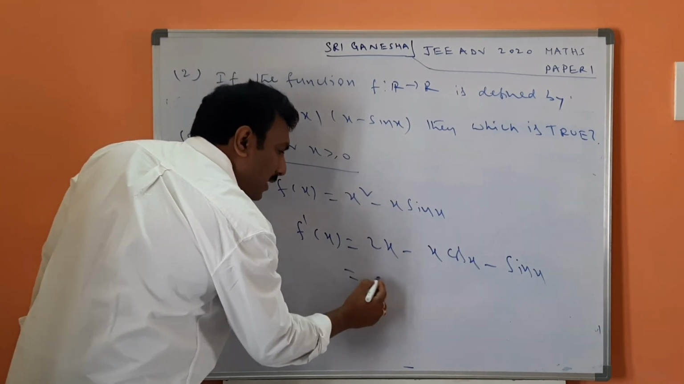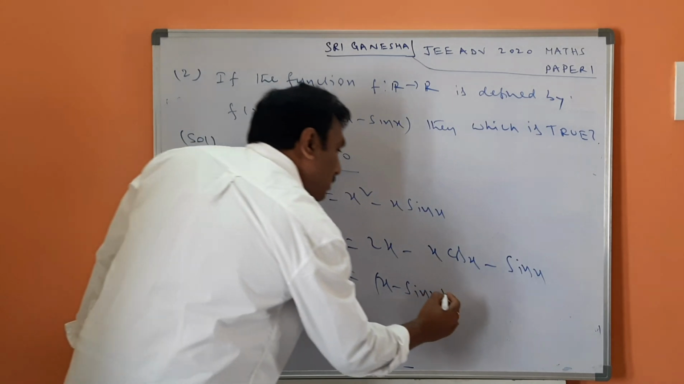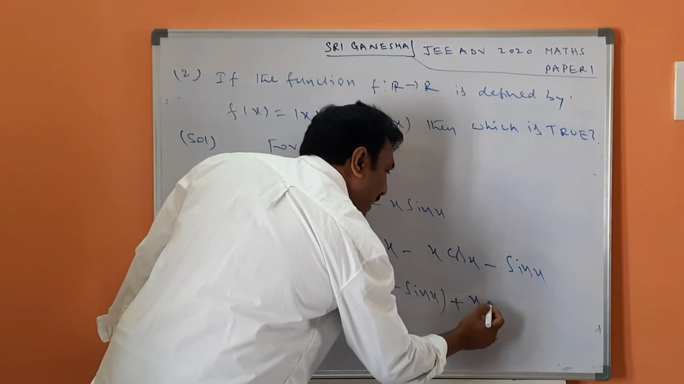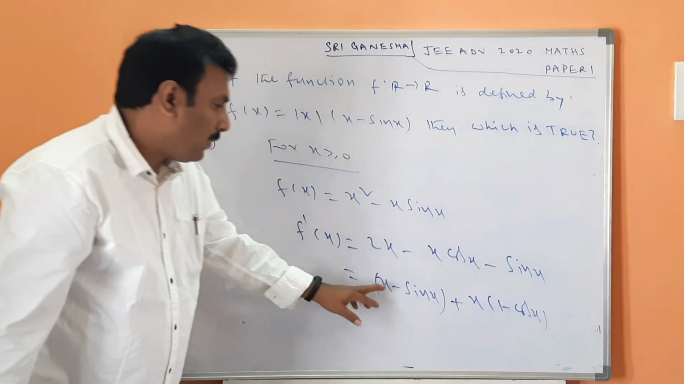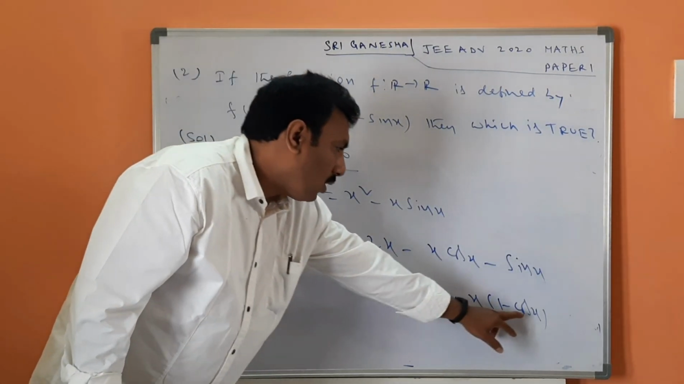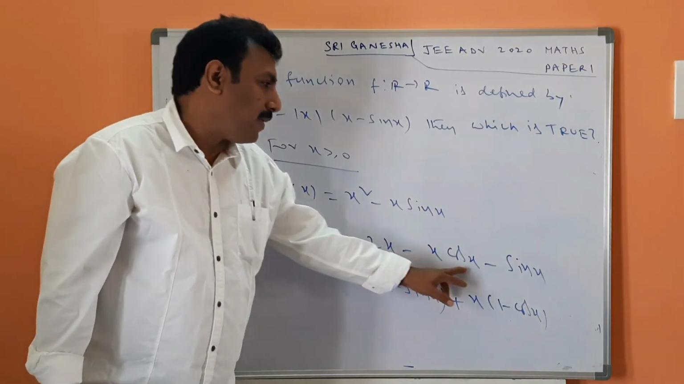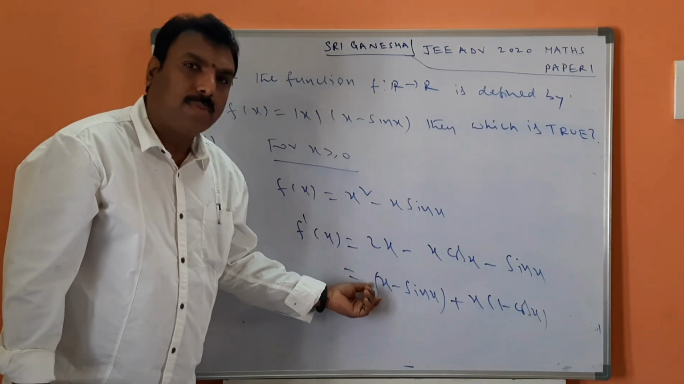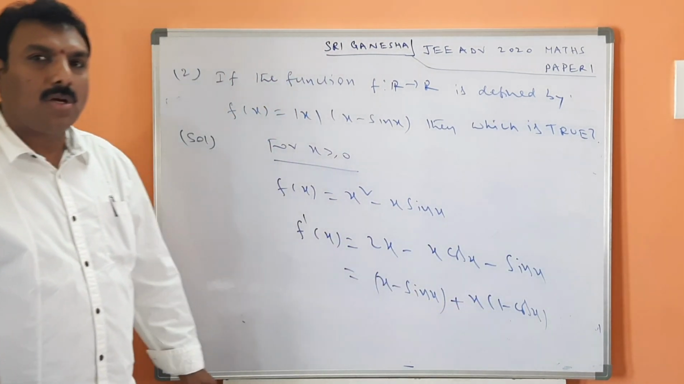Now adjust this x minus sin x plus x of 1 minus cos x, both are the same. Again, because x plus x is 2x, next x into cos x minus x cos x, next again minus sin x. So 2x minus x cos x minus sin x can be written as x minus sin x plus x into 1 minus cos x.